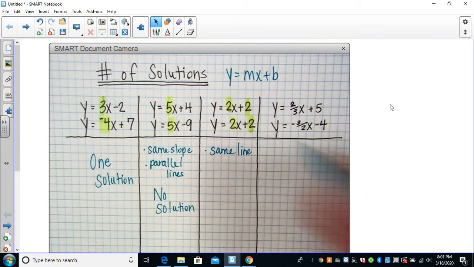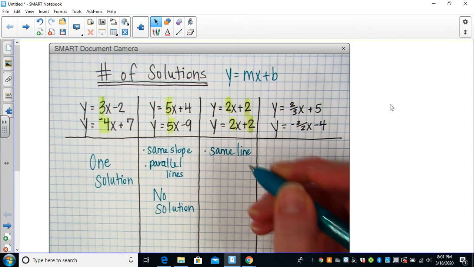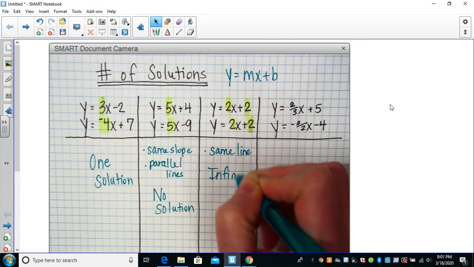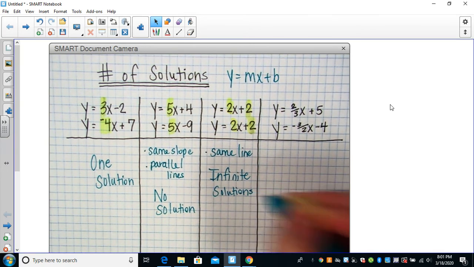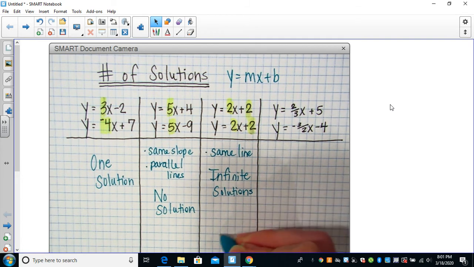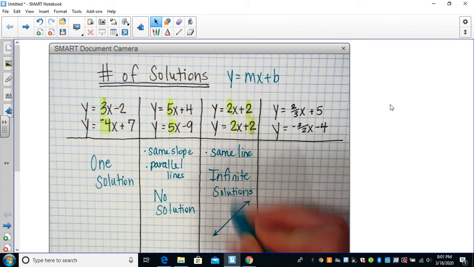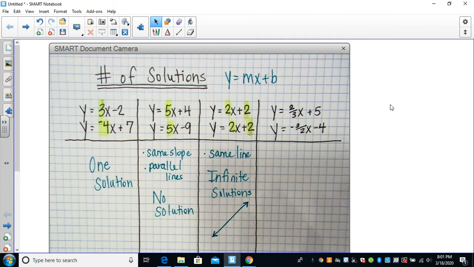If you graph the first one and then graph the second one, they would be right on top of each other. So where do they touch? They touch everywhere. So our answer would be infinite solutions because we couldn't pick just one place. It would be every single one. If you graphed it, it would be this line, and then you graphed it again, and it would actually be that exact same line on top of it. So that would be infinite solutions.